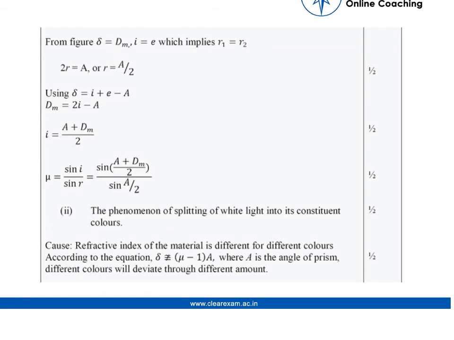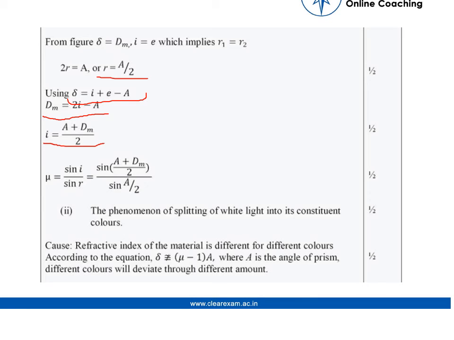From this diagram we can find the value of r as A by 2. Delta, we know that delta equals to i plus e minus A, so delta m becomes 2i minus A, and from this i becomes (A plus delta m) by 2. We know that mu is equals to sin i by sin r, so substituting value of i and r, we get mu equals to sin((A plus delta m) by 2) upon sin(A by 2).